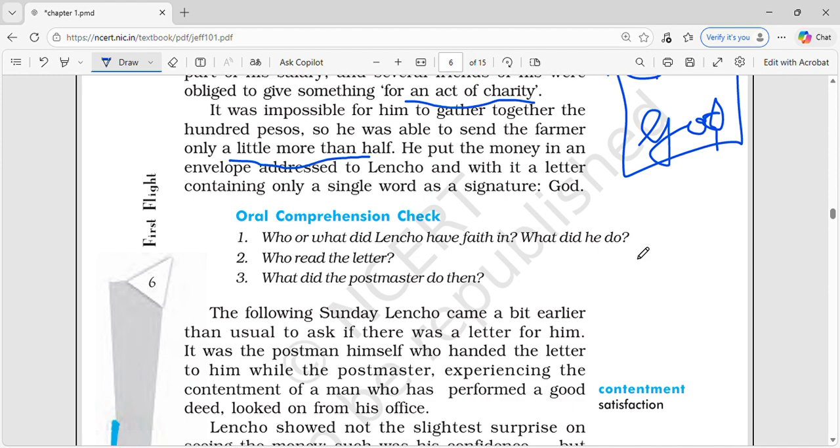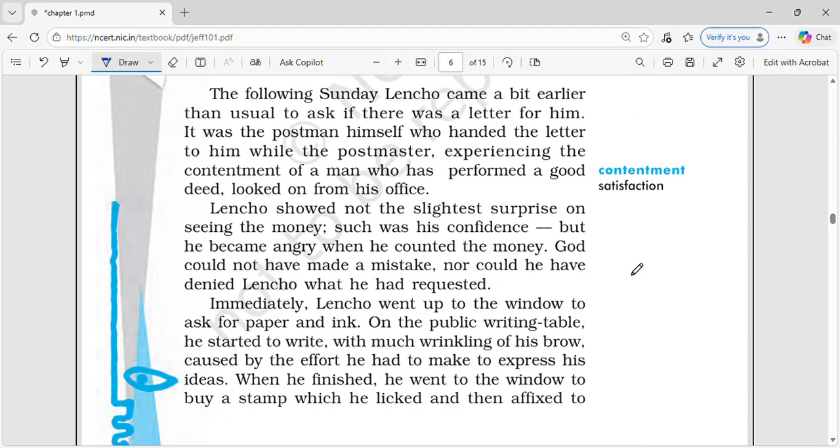ठीक है, now you have your oral comprehension check. So who or what did Lencho have faith in? It was for God, right? Lencho had faith in God, and then what did he do? He wrote a letter to God. Who read the letter? The postmaster read the letter, right? And what did the postmaster then do? He gave half of his salary, and also his friends वगैरह contributed to give Lencho something, more than half of the money, and then it was like an act of charity or something. समझ में आ गया?